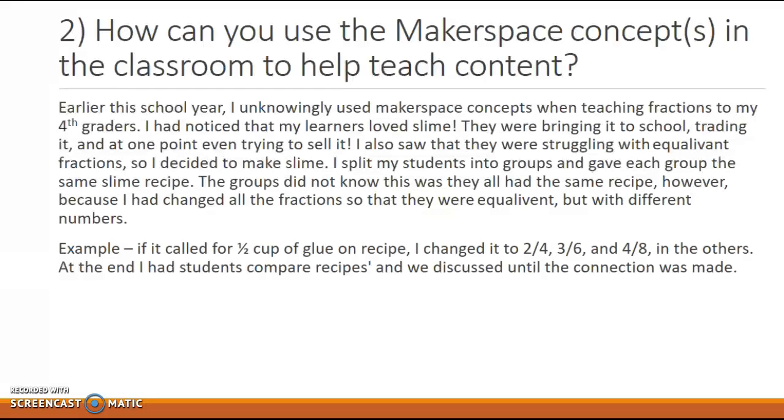And I showed when I made my own slime at the end of the lesson, I made three different batches. I used one with a half a cup of glue, one where I used 2/4 of a cup, and then one where I used 3/6 of a cup to show them how it all equaled the same amount. And it was really cool to see that connection be made with the students.